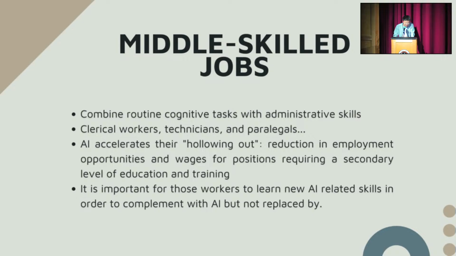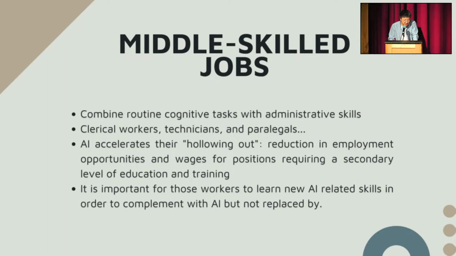Middle-skilled jobs typically combine routine cognitive tasks with administrative skills. Some examples are clerical workers, technicians, and paralegals. These jobs have historically been first affected by technological revolutions, and AI is accelerating their hollowing-out effect, which means the reduction in employment opportunities and wages for positions requiring a secondary level of education and training, causing middle-skilled workers to transform themselves into high-skilled workers or move to low-skilled jobs.